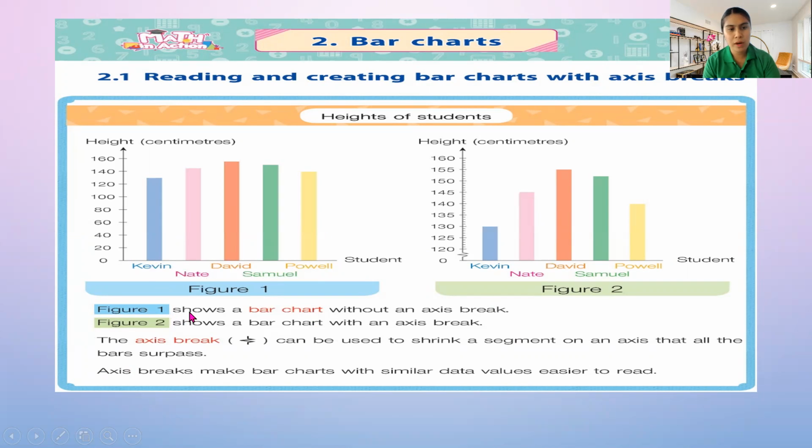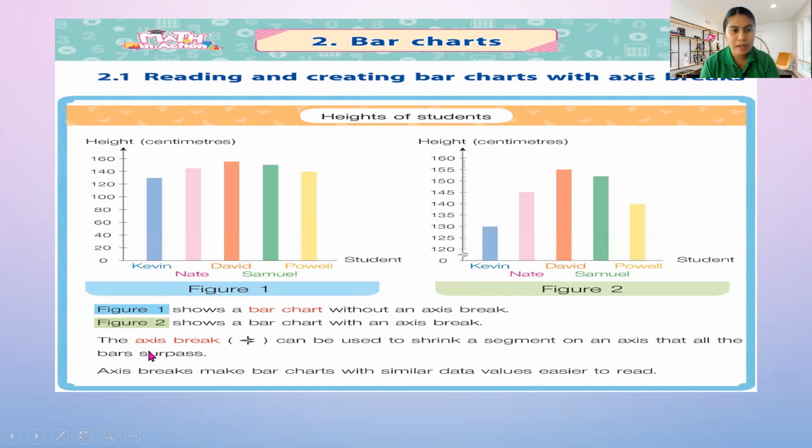Figure 1 shows a bar chart without an axis break. So as you can see, it goes from 0, 20, 40, 60, 80, and so on. So in between is 20. But figure 2 shows a bar chart with an axis break. In figure 2, it goes from 0 directly to 120.